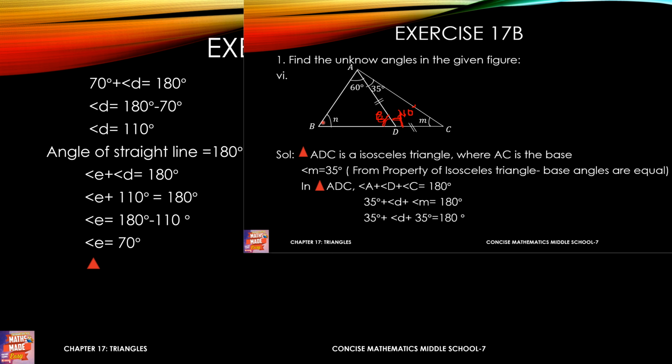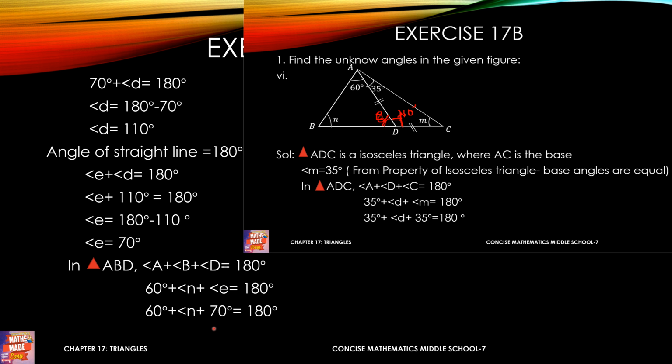Now consider this triangle ABD. Just add the three angles at vertices A, B and D. What is A? It is 60. Just replace A with 60. And what is B? N. Just write down N. At vertex D, I have divided it into two angles because two angles are formed. Since we are considering triangle ABD, just consider angle E. So replace D with angle E. Now we know what the E value is. We got it as 70. Just replace angle E with 70.